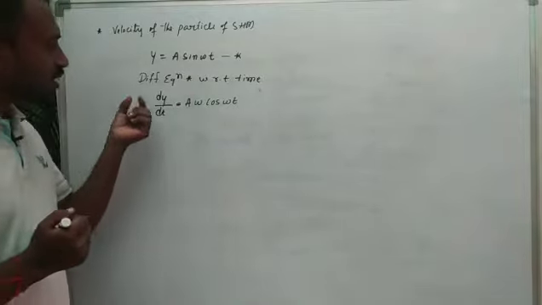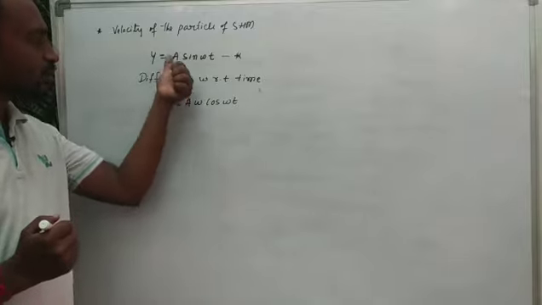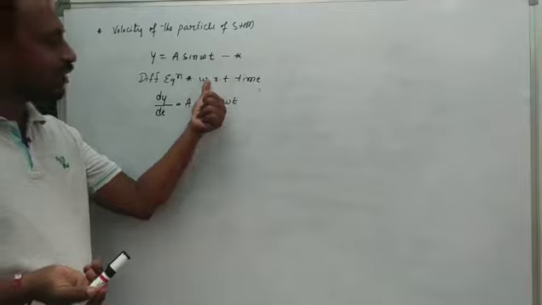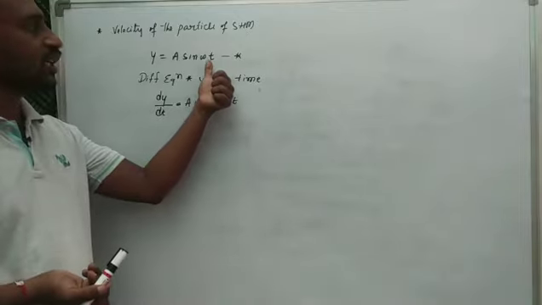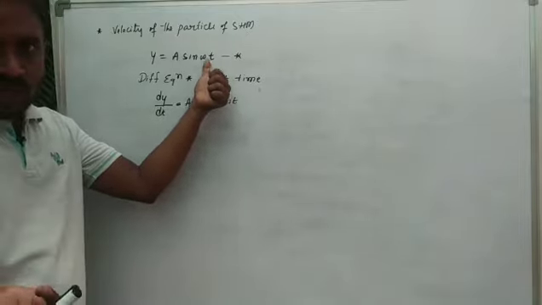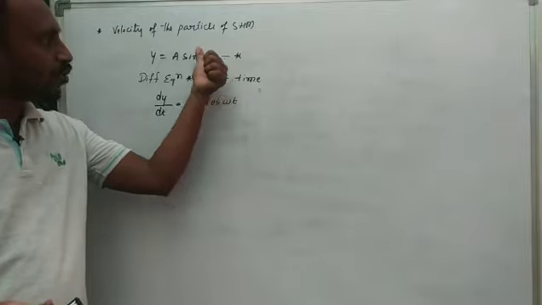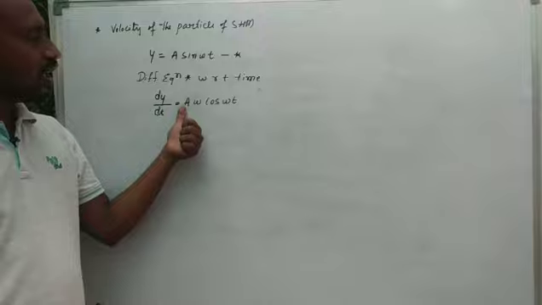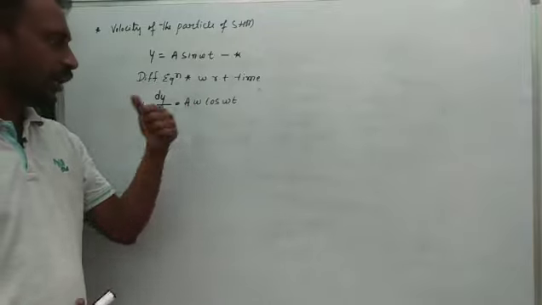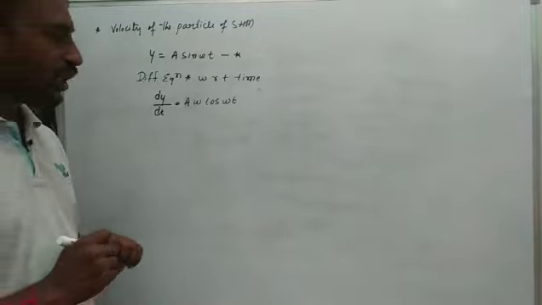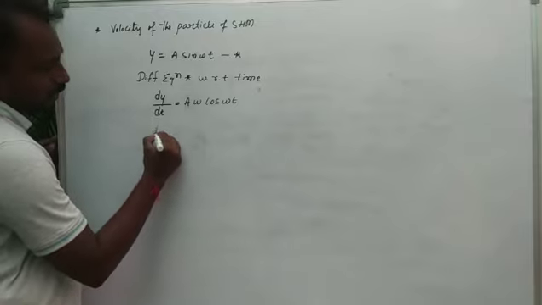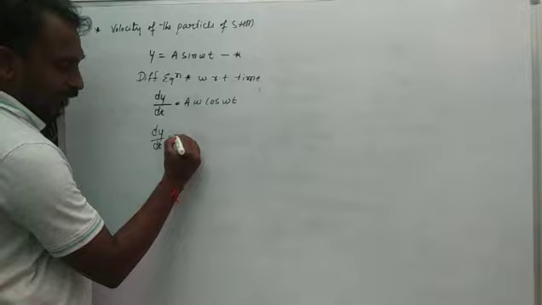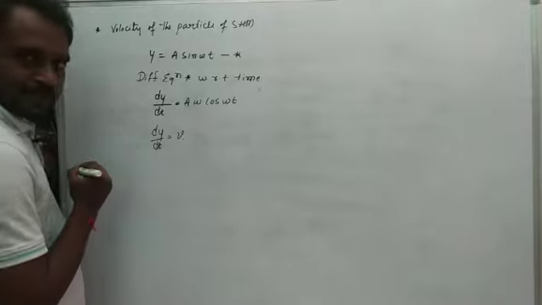So dy by dt is equal to a, sine theta, differentiate sine theta, then we get cos theta. And here t is also a variable, so again we differentiate omega t, and here we get omega. So a omega cos omega t. Here dy by dt means the displacement changes with respect to time, so that is velocity.